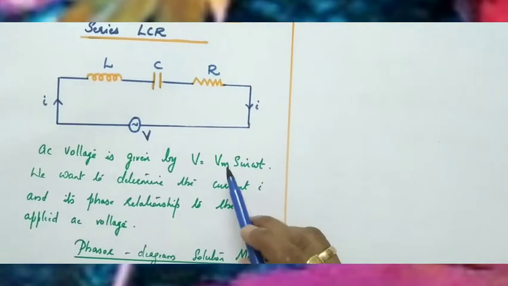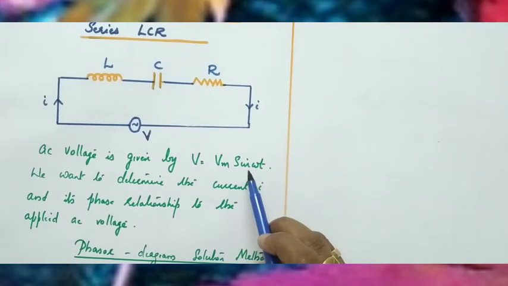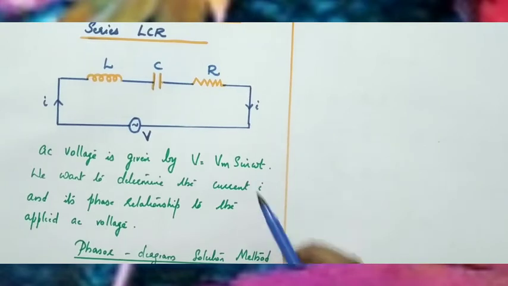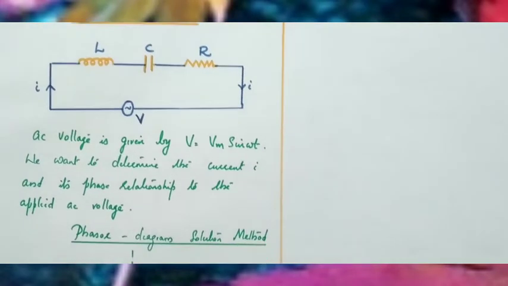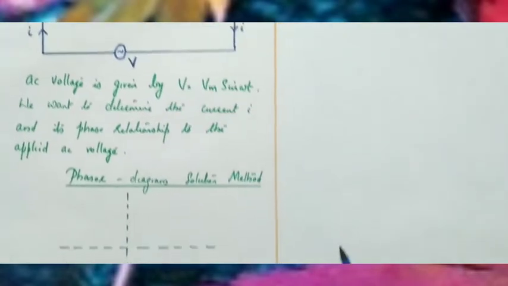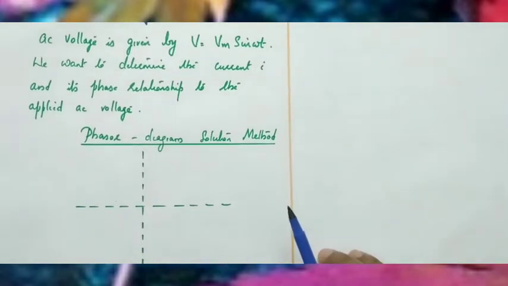We know that AC voltage is given by V equal to Vm sin omega t. Here we want to determine the current and the phase relationship between the instantaneous current and the AC voltage. Directly, we can use the phasor diagram solution method to find the value of instantaneous current. So first, we can draw the phasor diagram.